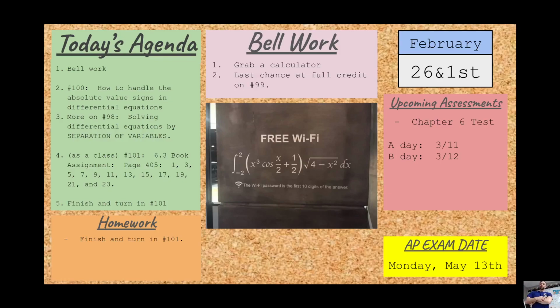So the first thing we're going to do is number 100, the handout that you guys picked up. Within separation of variables, sometimes we have absolute value signs that we need to know how to deal with. So I've got a couple quick examples there for you to see how to handle that, so that when we get to those questions, that won't be new to you. Then we're going to go back and do a few more questions on 98 that we started last class. I did like 3 of them for you yesterday, just so you had seen it before.